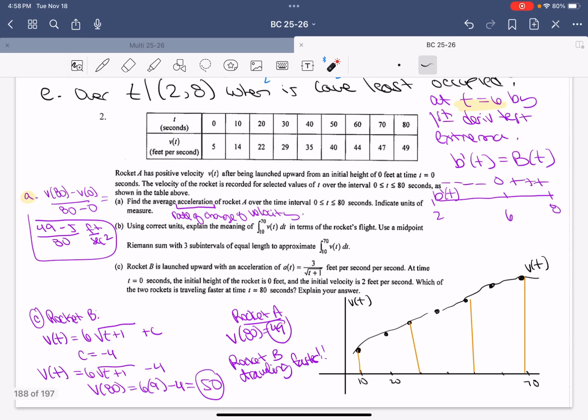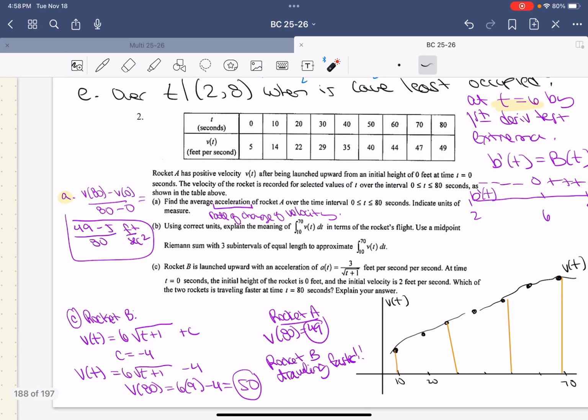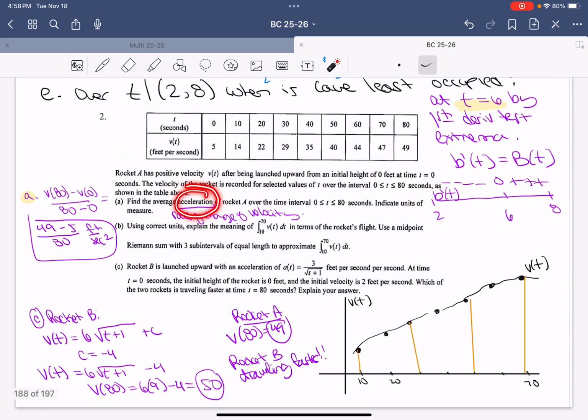Number 2, here's the average rate of change of velocity, if you wanted to do that. Indicate units, here's that work over here. Here is rocket B, you had to find the velocity, you had to find C. Here's the specific velocity function, and at 80 seconds, rocket B is at this velocity. At 80 seconds, rocket A is at this velocity, so rocket B is traveling faster.